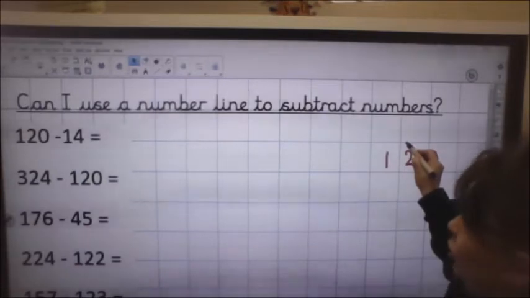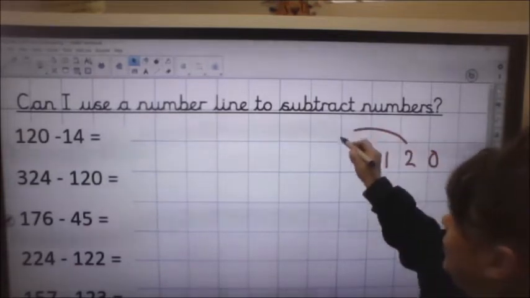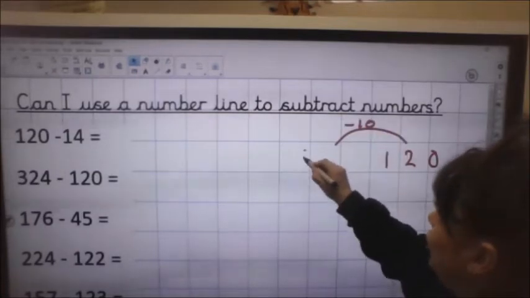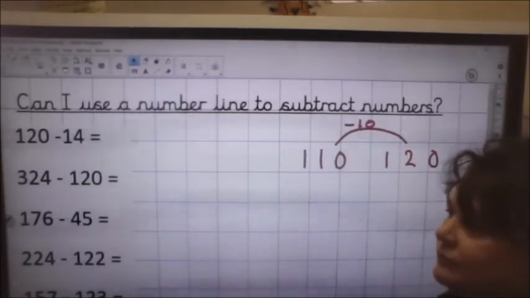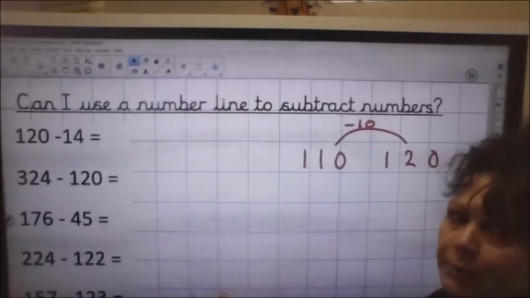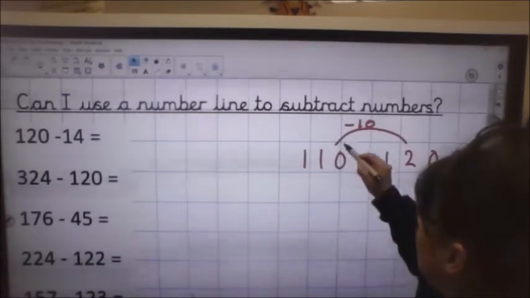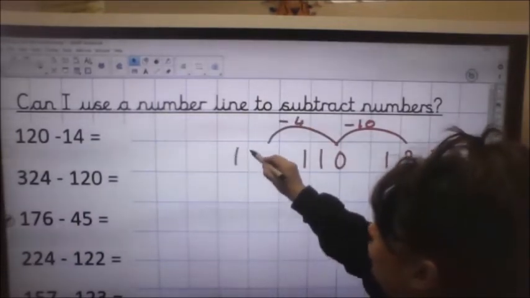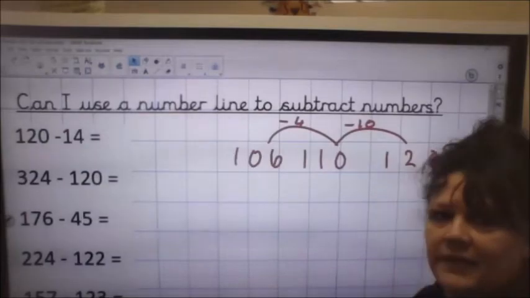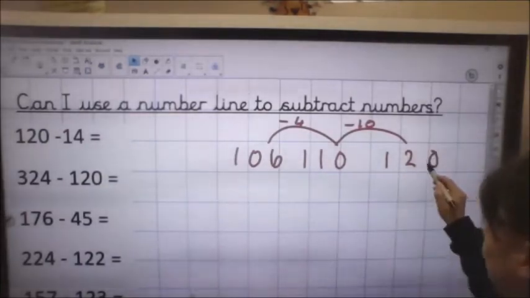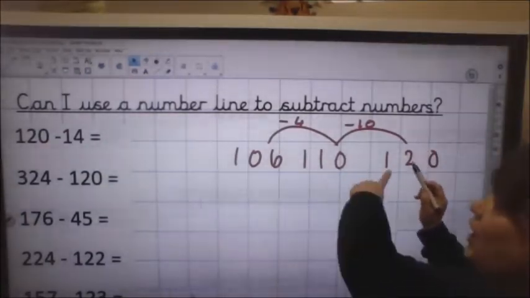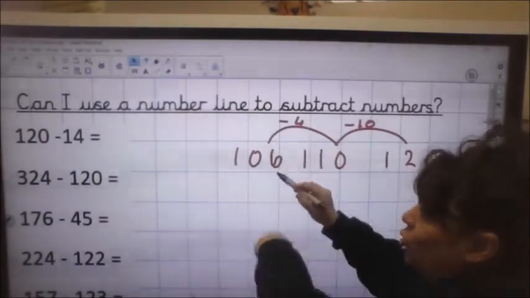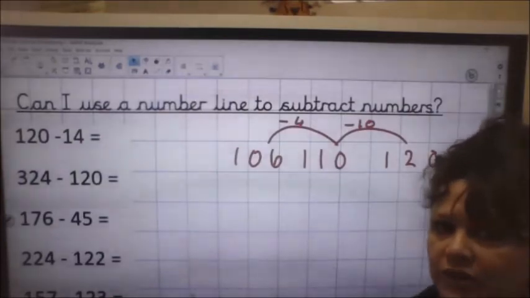So I'm going to take 10 off. Okay, and I get to 110. Then I've got another 4 because 14 is 10 and 4. So I'm going to take the other 4 off, take away 4, and I get 106. Okay, so I started with 120. I've partitioned the 14. I've done 10, then I've done 4 and I get the answer 106.